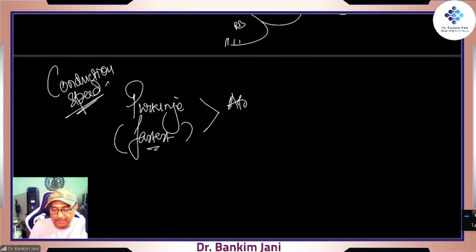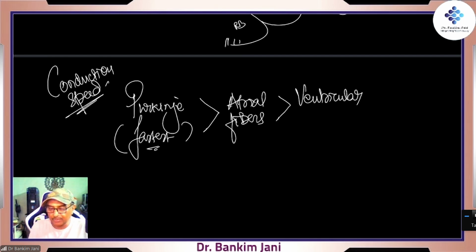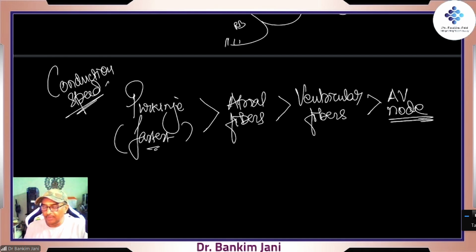Then comes the atrial fibers, then the ventricular fibers. And the slowest one is the AV node. The point to remember over here is that the AV node is the slowest.